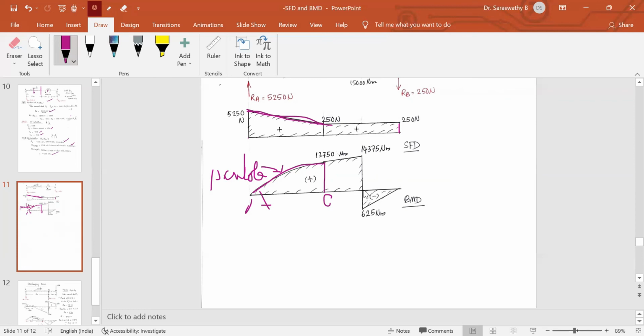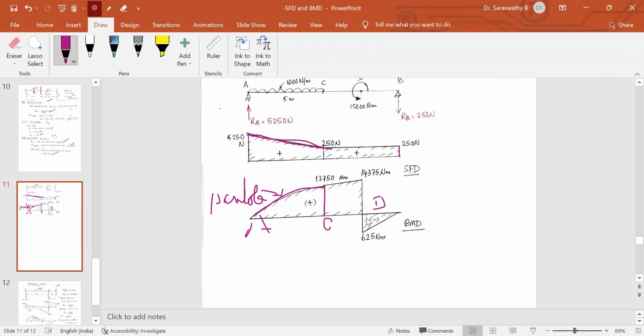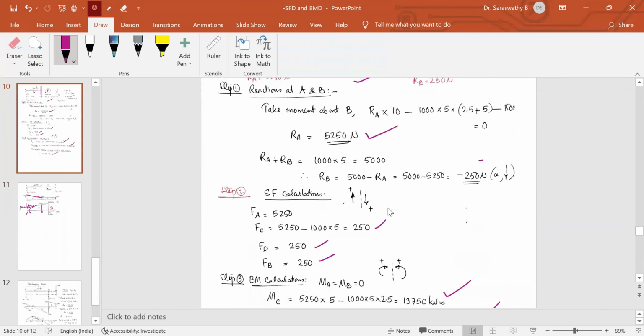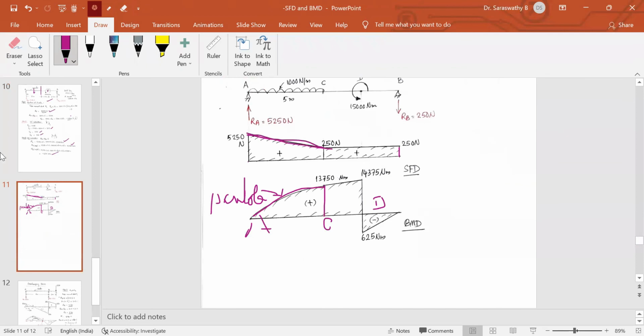Thereafter, at this point C, this is point D. At the point D, there is a moment 14375 just to the left of it, positive value. Just to the right of it, it is minus 625, so negative value. So 14375 upwards, 625 downwards. So connect it with a straight line. Then from there to where the moment is 0, you connect it with a straight line. You can see this total moment here, 14375 plus 625. This total vertical ordinate is 15,000.